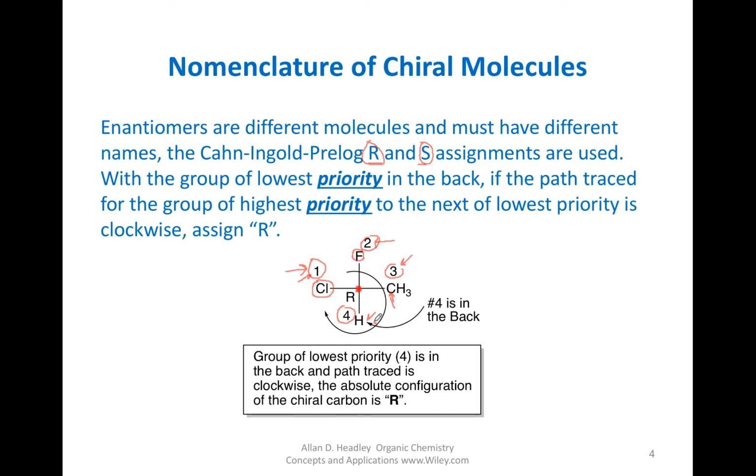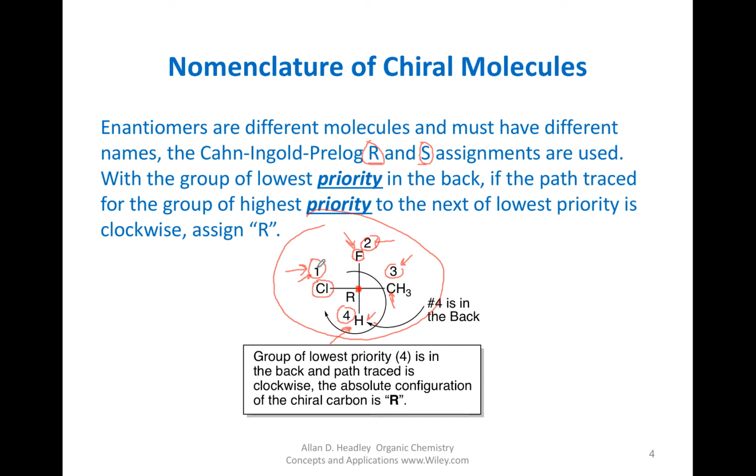The nomenclature states that we should orient the molecule so that the group of lowest priority is in the back or away from you. Remember, whenever you have the Fischer projection like this, the fluorine and the hydrogen are in the back. In other words, the vertical are in the back and the horizontal are in the front. So the rule states that we need to orient the group of lowest priority in the back.